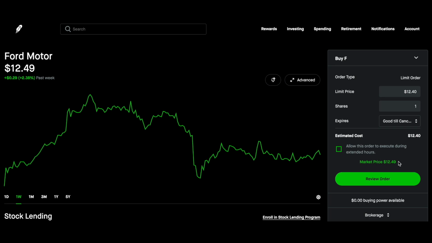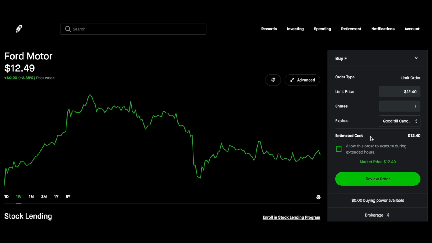One thing to remember when using limit orders is that the price you set will be removed from your buying power balance until the order either goes through or until it expires. So for example, if we place this limit order at $12.40 for 1 share, you would see your buying power decrease by $12.40 until either the buy goes through or until it expires.